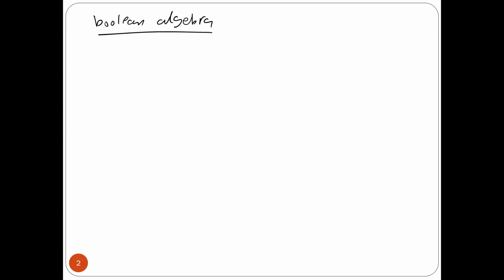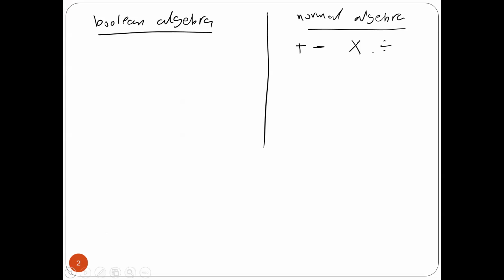So here, Boolean algebra versus what I'm going to call normal algebra, the algebra you learned before. You know we have operations like addition, subtraction, multiplication, division. That's what you learned before. If you have f of x and y, it may, for example, equal x plus 2y, something like that. And every variable has a range of numbers. That's what you learned before.